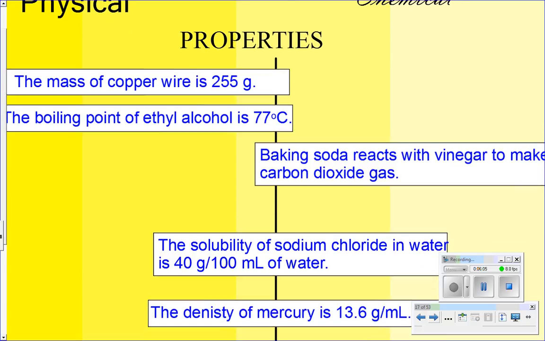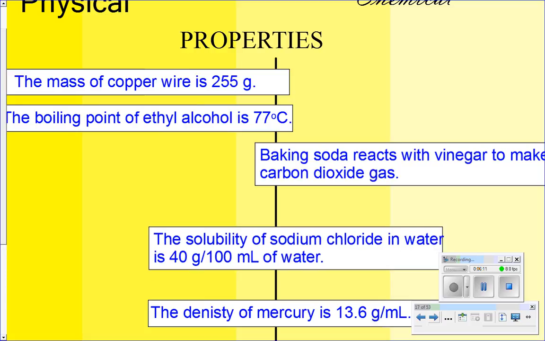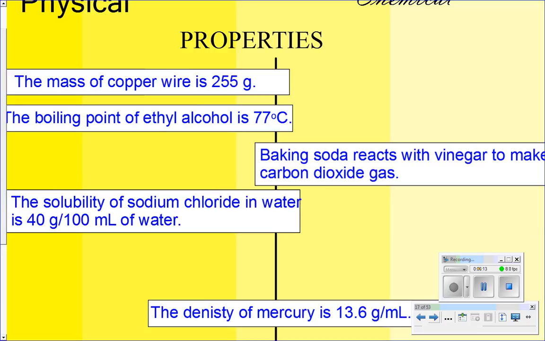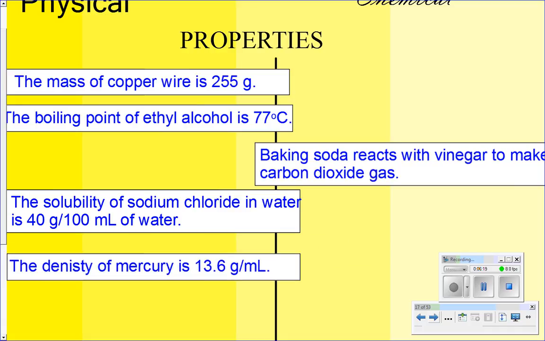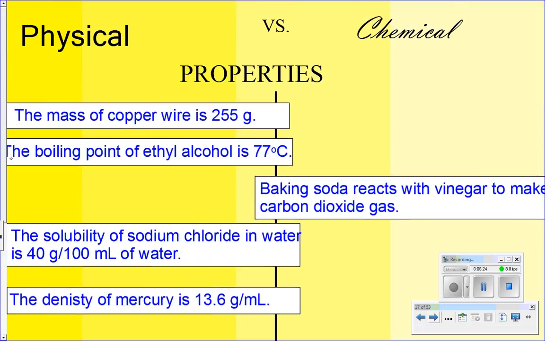The solubility of sodium chloride in water is 40 grams per 100 milliliters of water. This is just talking about dissolving salt in water. It can be separated back out by physical means, so that's a physical change. Density is also something where we're simply measuring volume and measuring grams, or mass. So that's a physical property as well. What you'll notice when we talk about chemical properties is that you're typically looking for the keyword "reacts," or thinking about how something bonds.